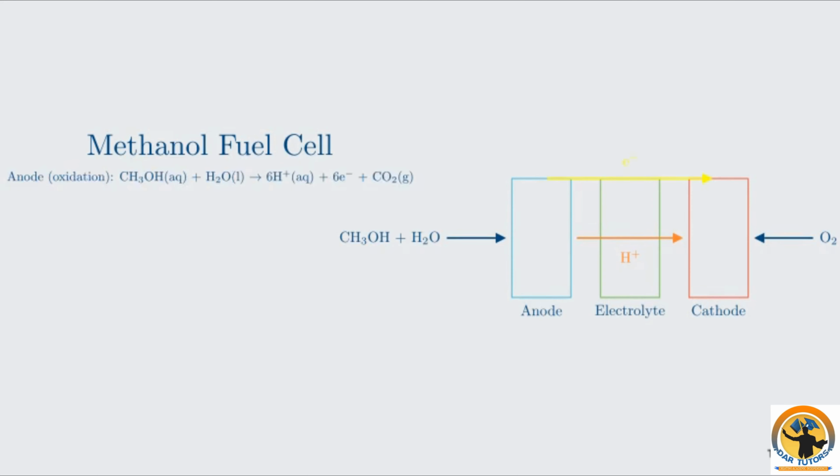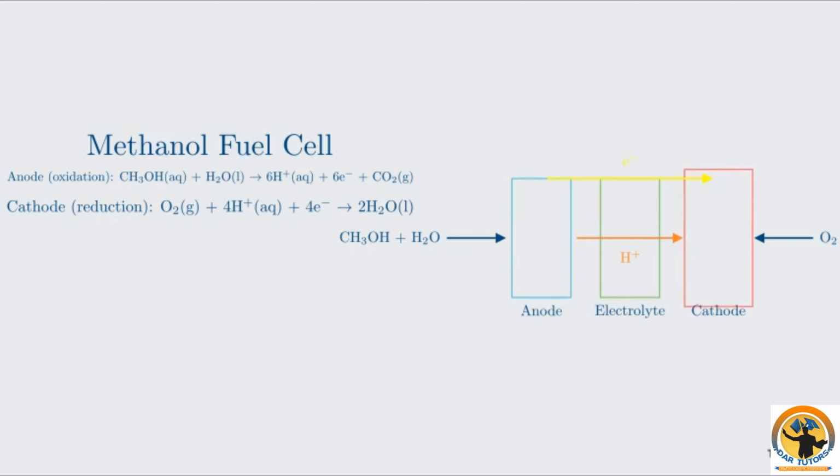At the anode, methanol is oxidized. The half equation is CH3OH plus H2O produces 6H+ plus 6 electrons plus CO2. This is oxidation as it involves the loss of electrons. At the cathode, oxygen is reduced. This is the same reaction we saw in the acidic hydrogen fuel cell: O2 plus 4H+ plus 4 electrons produces 2H2O.